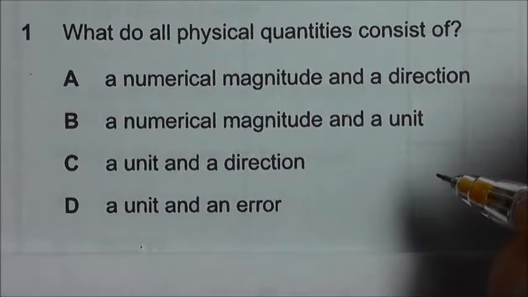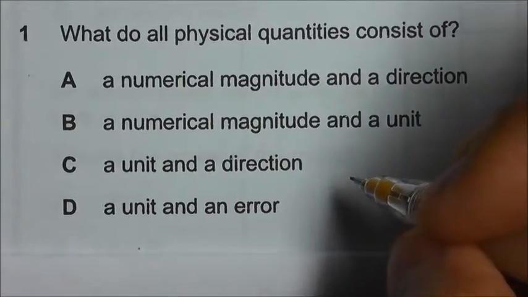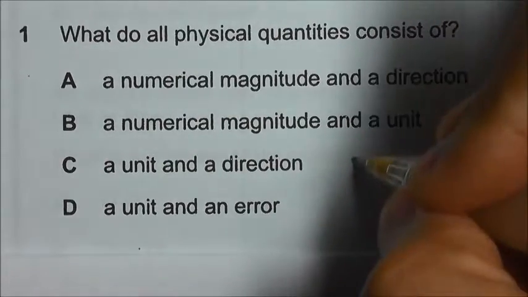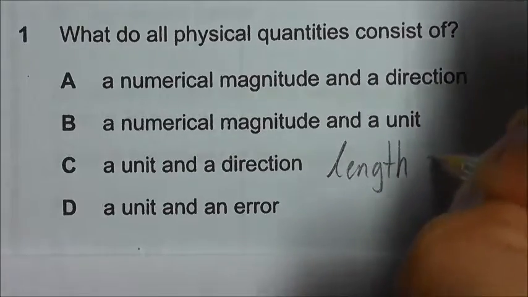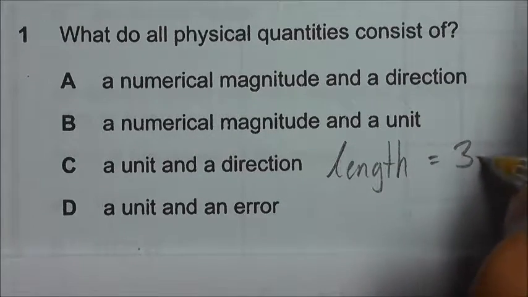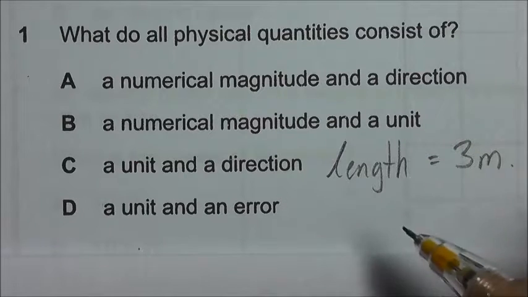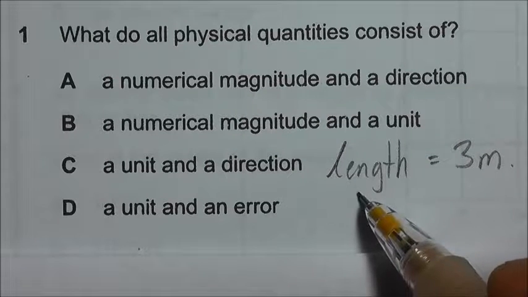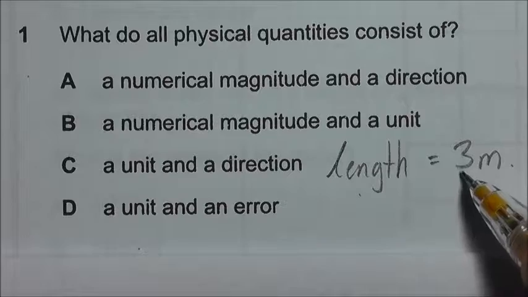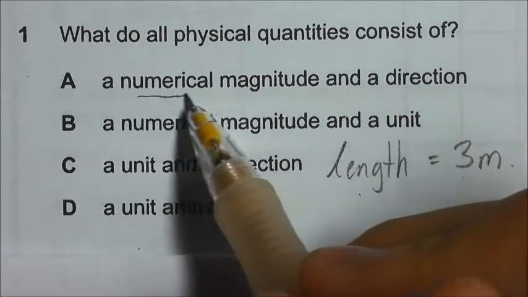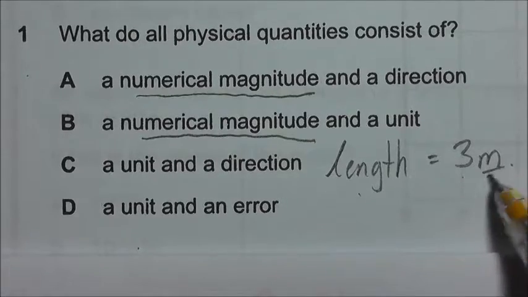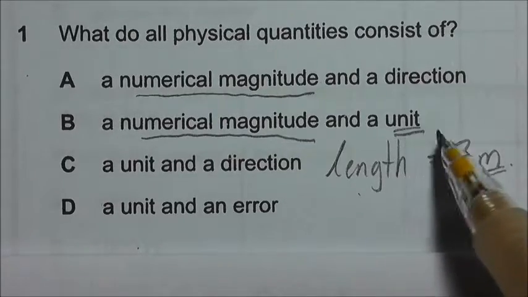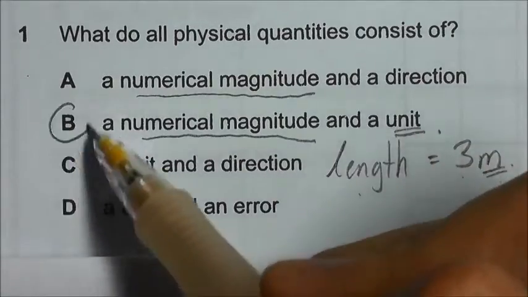This is a recall question. As we all know, a physical unit, for example, like length, is equal to 3 meter. So in order for this physical quantity length to make sense, we need a number, which is a numeric magnitude, as well as the unit. Okay, so the answer is B.